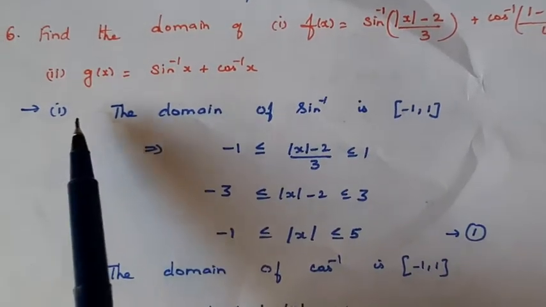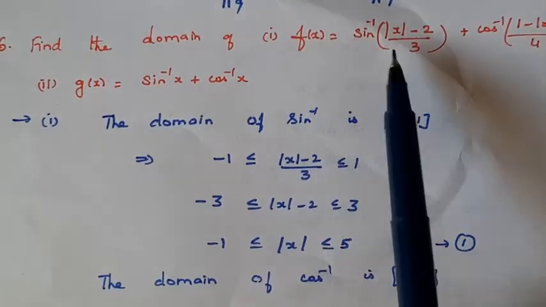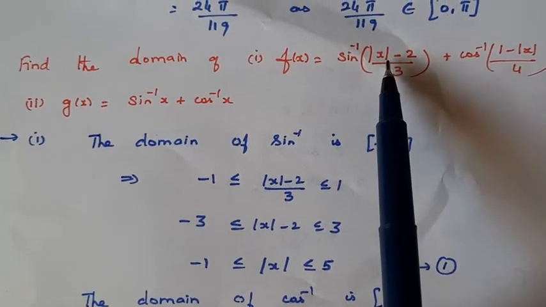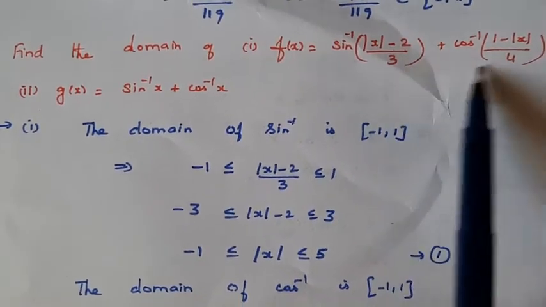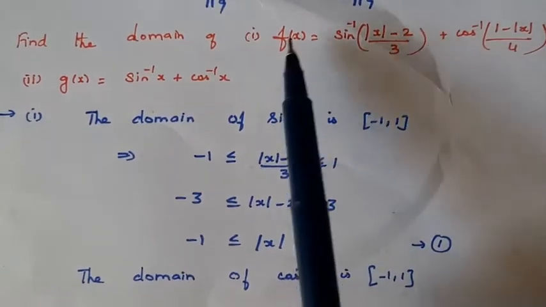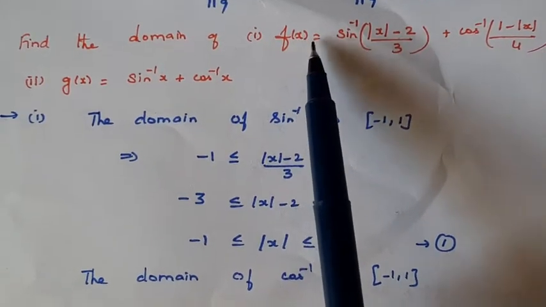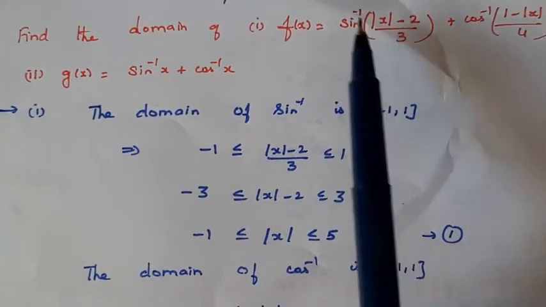So if you take the first problem, f of x, you have to find out the domain for the first term as well as for the second term, and you have to combine these two in order to get the domain of the given function f of x. Okay. So if you take the first term, it is sin inverse.